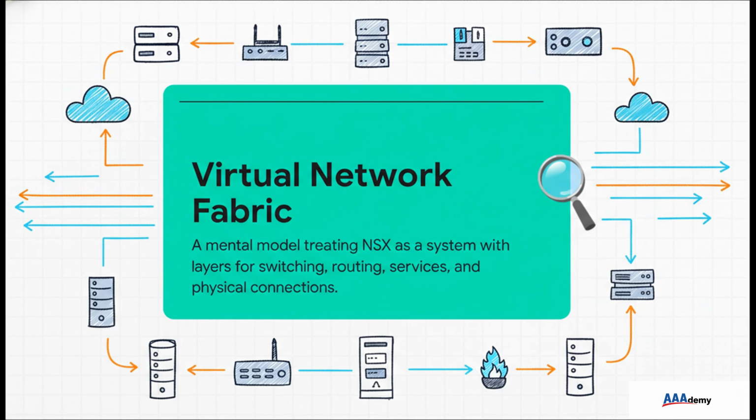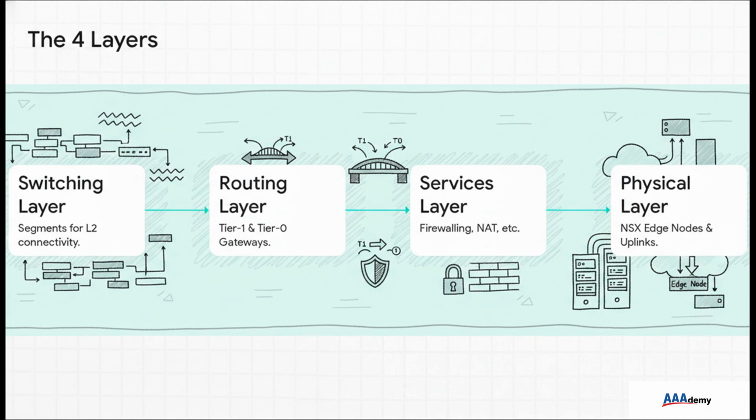All right, let's take a look at these layers. You've got the switching layer. Think of this as the basic local roads for your data. Then on top of that, you've got the routing layer. This one's like the traffic cop, directing data exactly where it needs to go between different segments. Then you have the services layer, which adds all the muscle. We're talking firewalls, security features, all that good stuff. And then finally, there's the physical attachment layer. This is literally where the virtual world meets the real world.